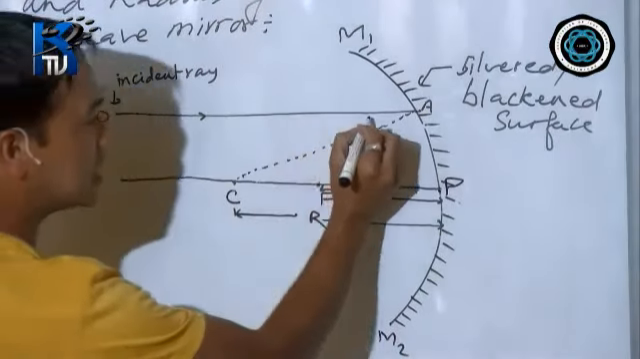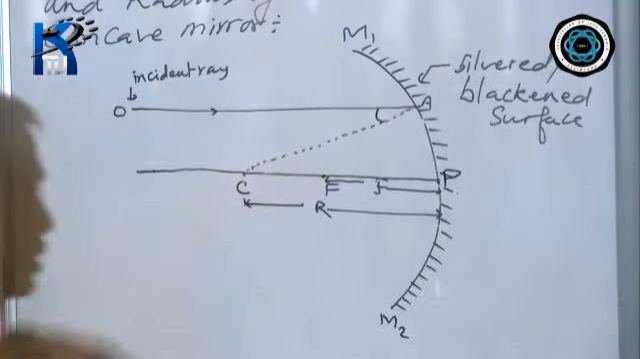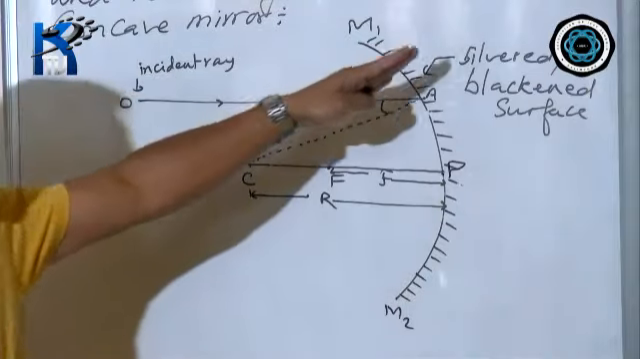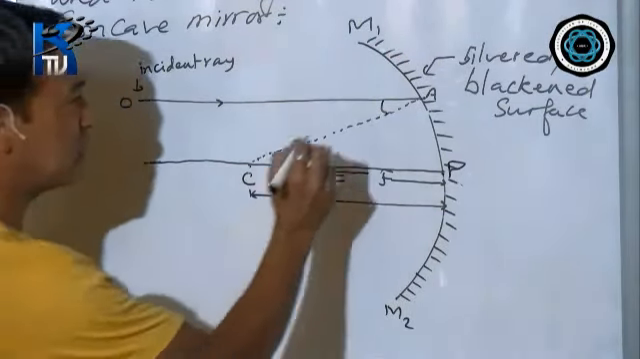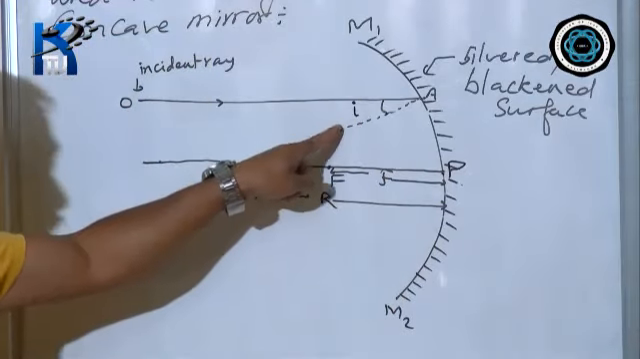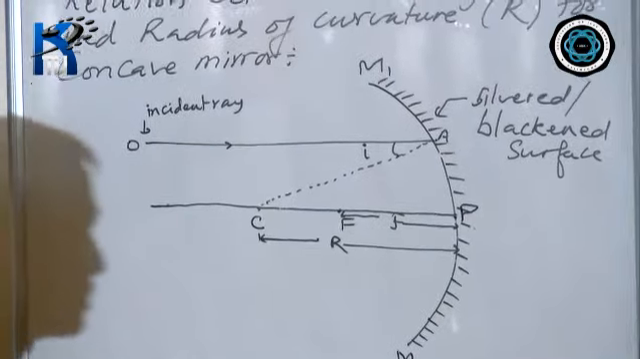Now this is the angle which is made by the incident ray with the normal. And you know what is the statement of the angle of incidence? It is the angle made by the incident ray with the normal. So I follow the same statement out here also, and I mark this as i. So i is the angle of incidence.